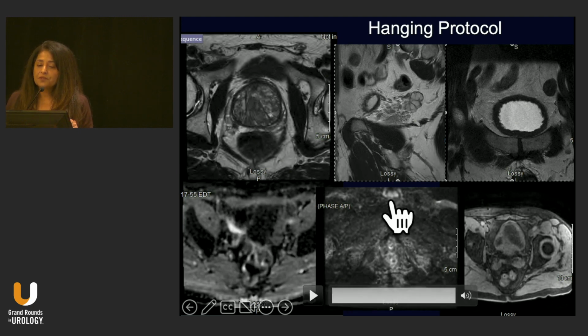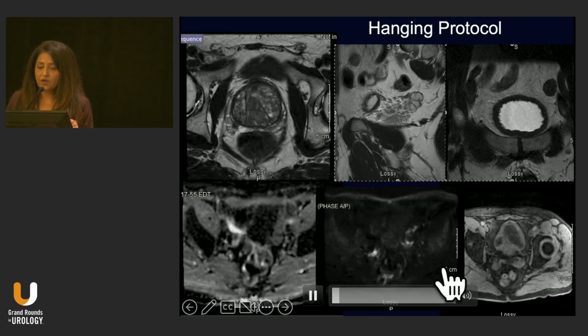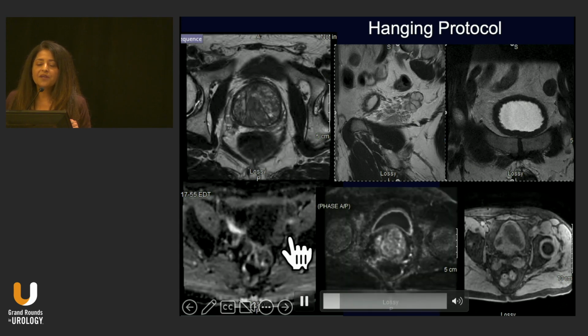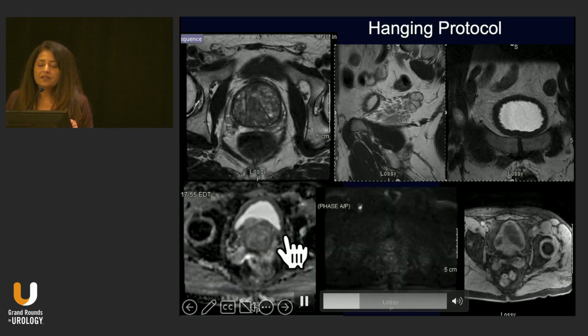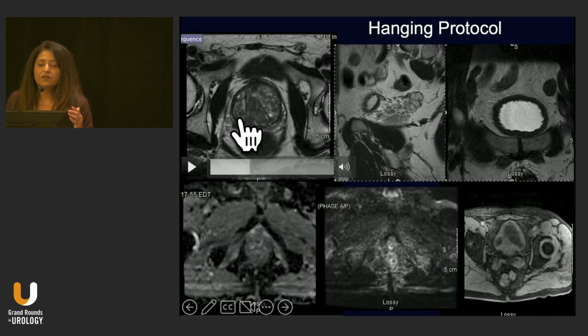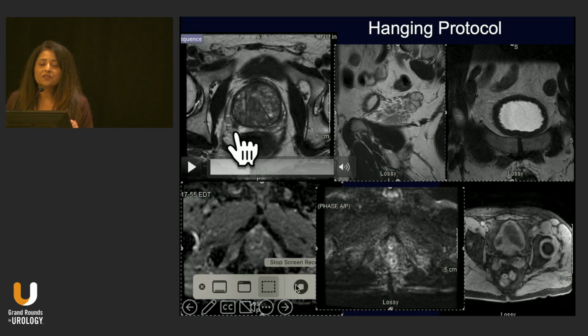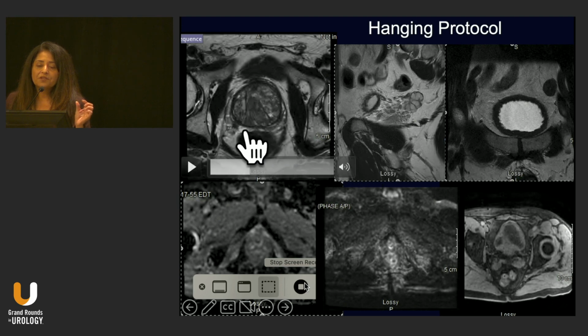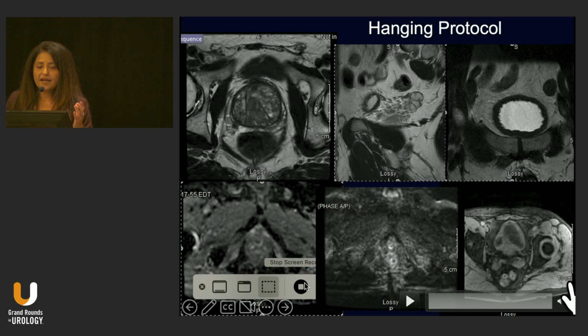Now we also do the ADC, and this is the acquired high B value images. On this, unfortunately, nothing is striking. There are some bright areas, but they don't really correspond to anything here. The only thing I'm seeing on the axial T2 is this dark area in the peripheral zone, a little ill-defined low T2 signal nodule. It's ill-defined, so it's not a typical BPH nodule, because in the coronal view it didn't show.